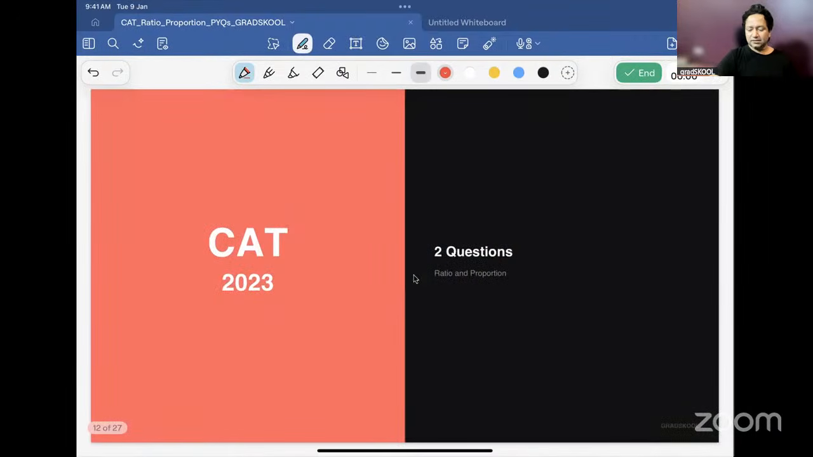23. CAT 2023. I was planning to do it till 2027, but I think the time is up. Do we need one more session for this? Tell me.